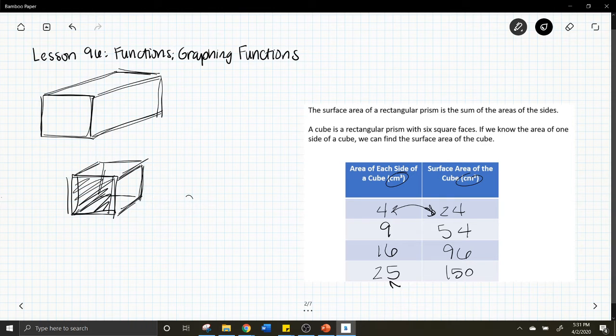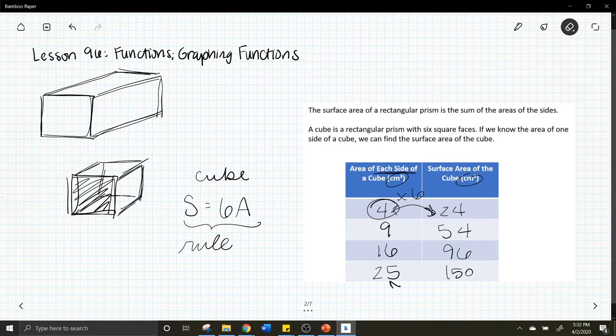So we took the surface area, let me rewrite that one. The surface area equals 6 times the area of each side of the cube. So we took the side of the cube, multiplied it by the 6 faces, and then we got the surface area. So when we're talking about a cube, the surface area, S, equals 6 times A. A represents the area of one side. So this would be called the rule of the function. So basically, this is what we use to solve our problems.